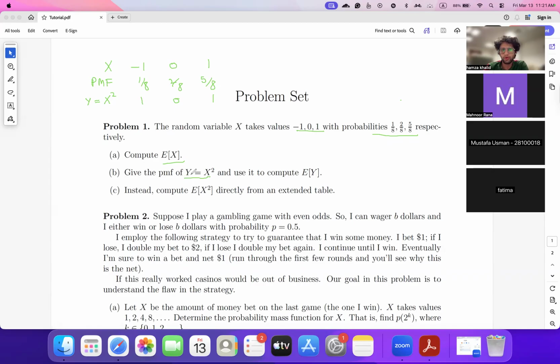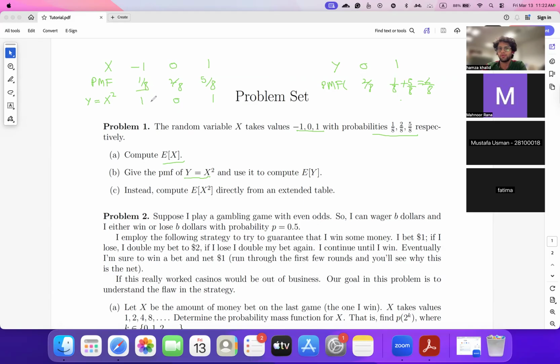So now I want to talk about the PMF of y, x squared, sorry. How would that go about? For the PMF, it can only take 0 and 1 values, right? The probability for 0 is just 2 by 8, right? But for 1, it's 1 by 8 plus 5 by 8, which is just 6 by 8, right?